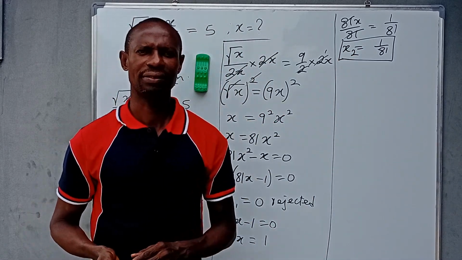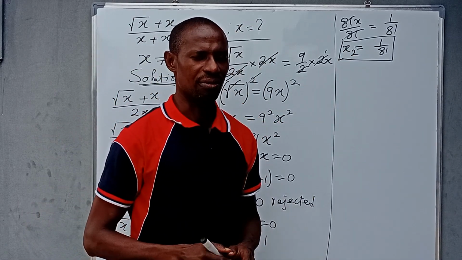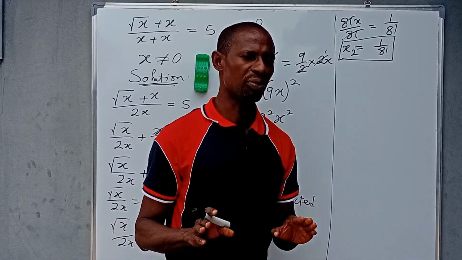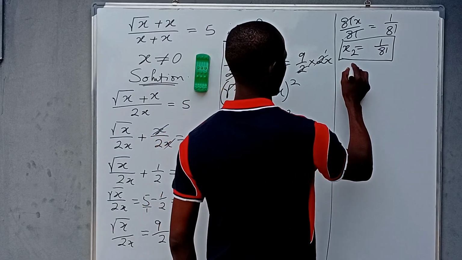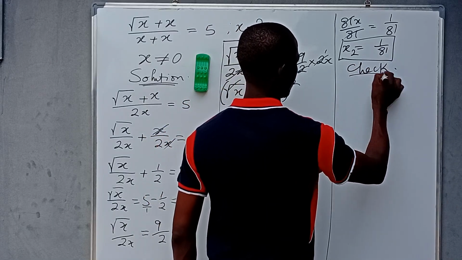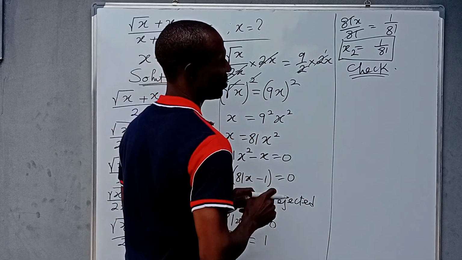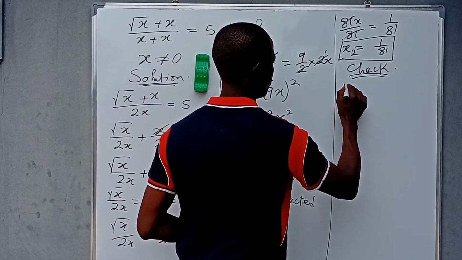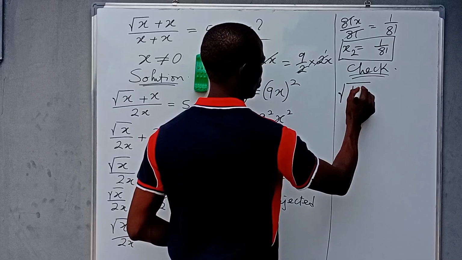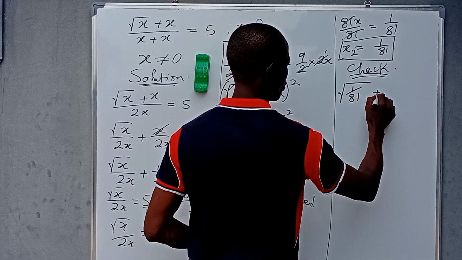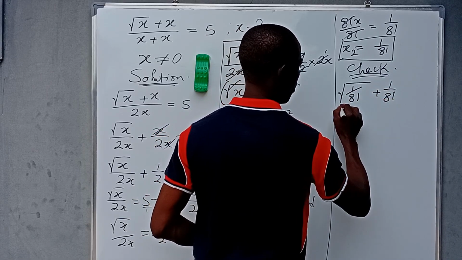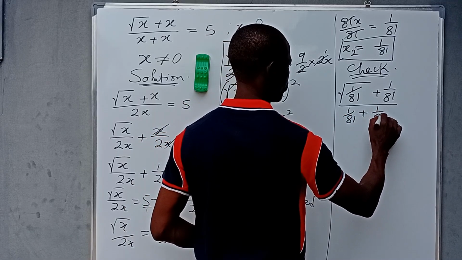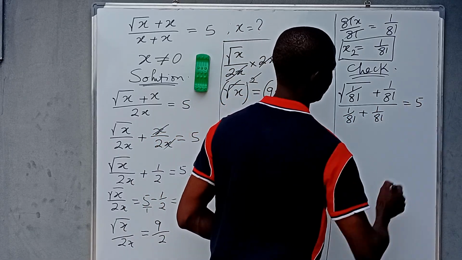We just have to ask ourselves, does x2 satisfy the original equation? Yes, it does. But let's just give a simple proof to this. So let's do a check. Look at our equation here. Whenever we see x, we want to put in 1 all over 81. So the expression we have here, the square root of 1 all over 81, plus 1 all over 81, all over 1 all over 81, plus 1 all over 81 equal to 5.